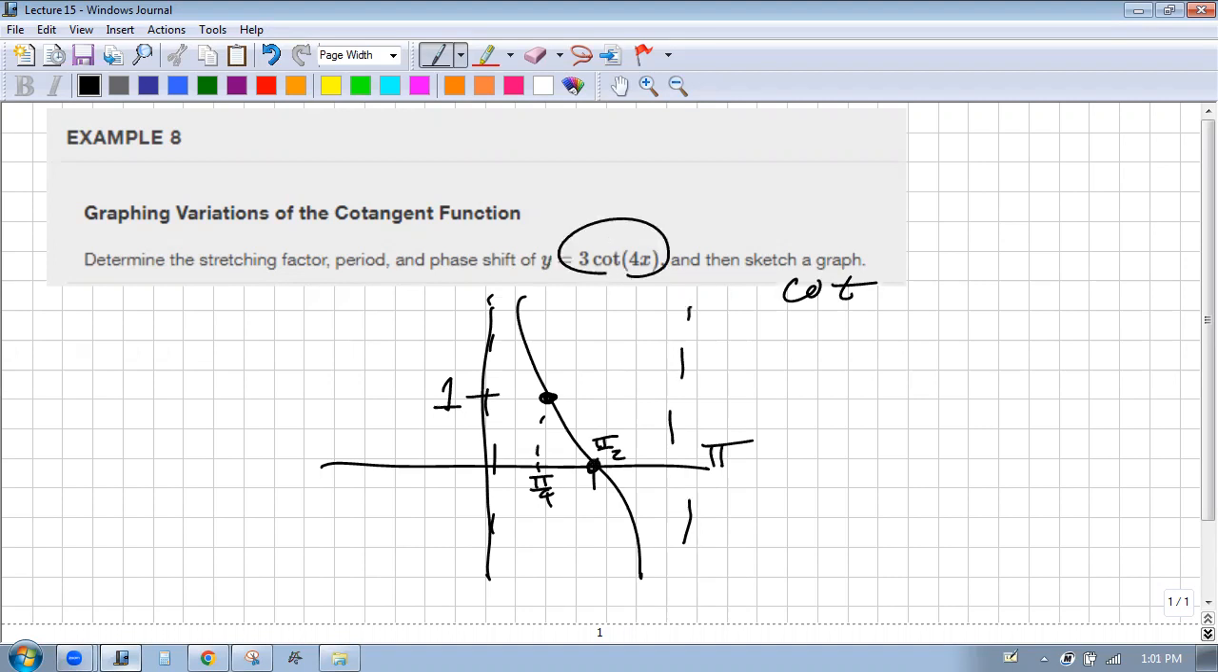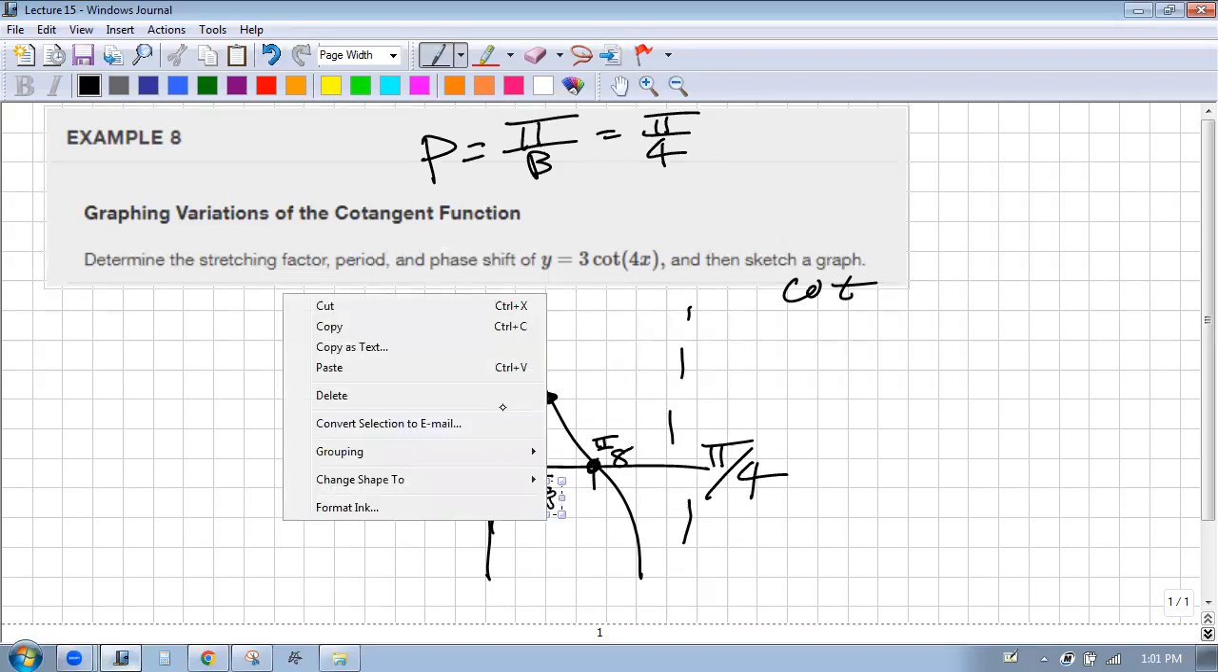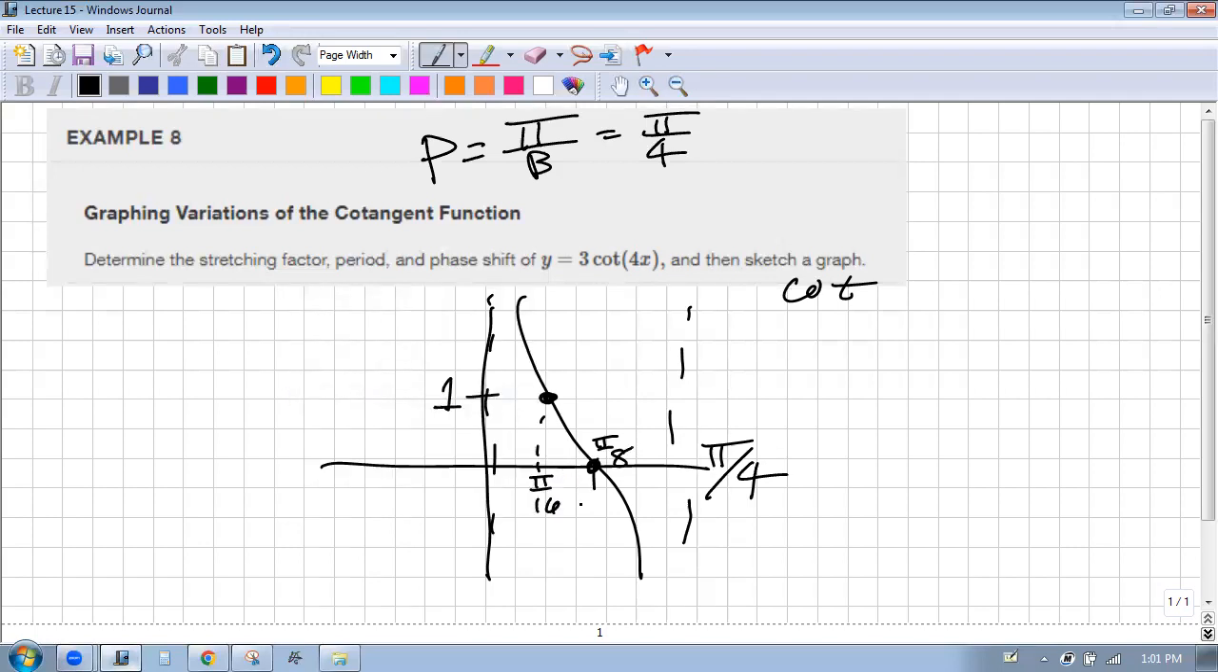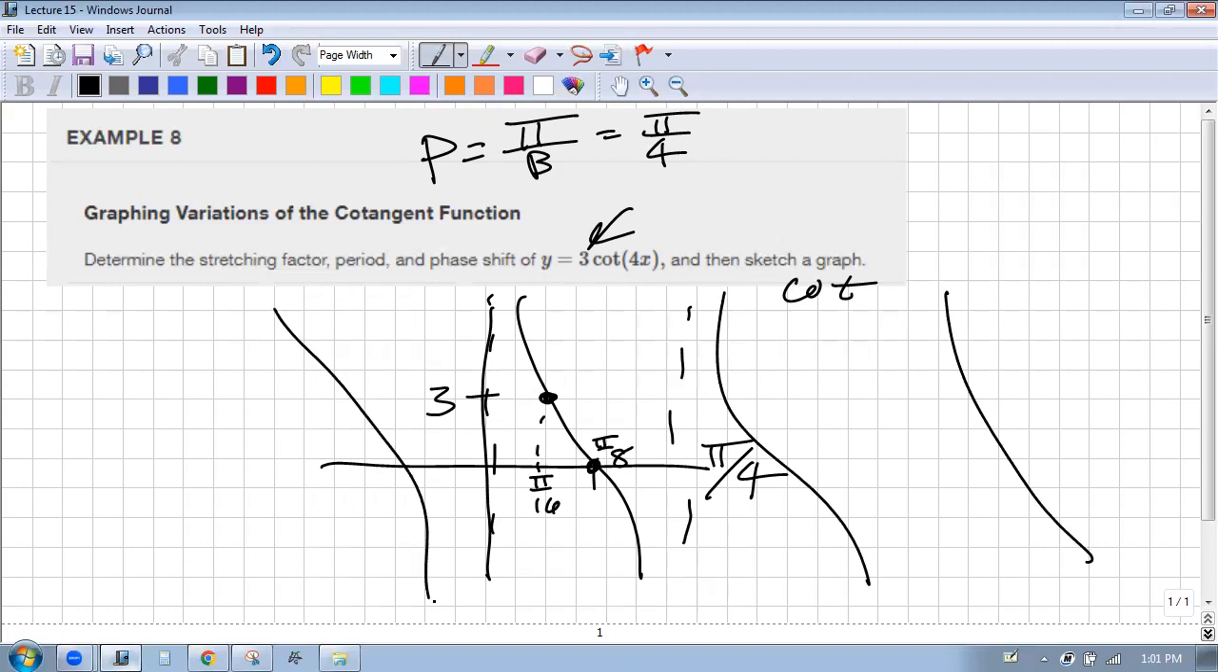But we have a couple of mods here. The period for tangent and cotangent is always pi over b instead of 2 pi over b. So it's pi over 4. The period's pi over 4, so instead of being from 0 to pi, it's going to be from 0 to pi over 4. Makes this halfway between those, and this halfway between those. And then this 3 here has made it 3 times as tall, so instead of getting 1 right here, we're going to get 3 right there. And then, of course, it repeats itself over and over again.